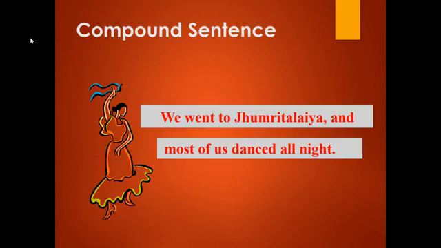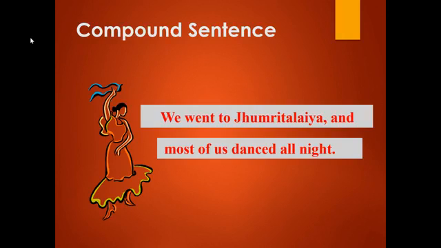You will understand this. We went to Jhumri Talaiya and most of us danced all night, right? Look here: we went to Jhumri Talaiya. Forget the second part. We went to Jhumri Talaiya. It has a subject, a verb and a predicate. Most of us danced all night. It has a subject, most of us; danced, the verb; all night, the object. Most of us, the subject; danced all night, the predicate, right?